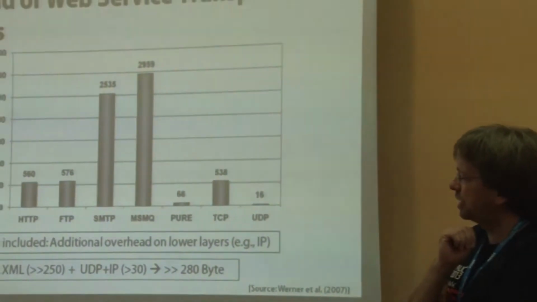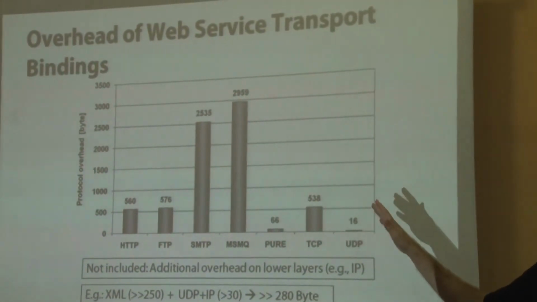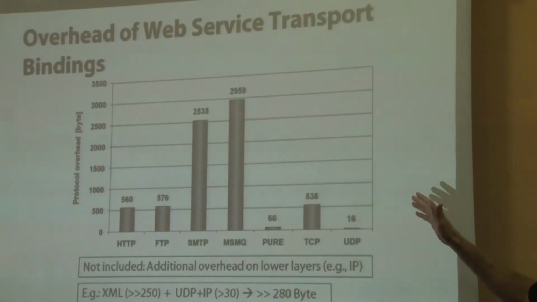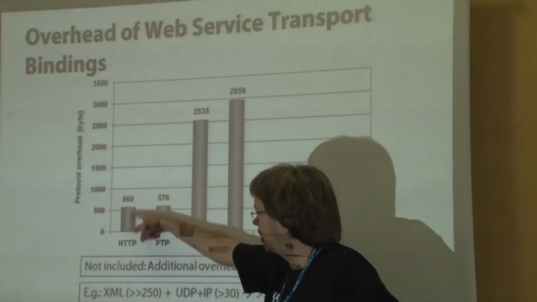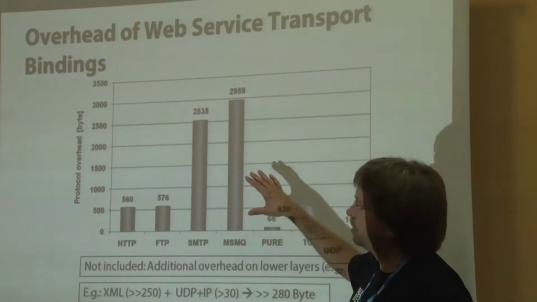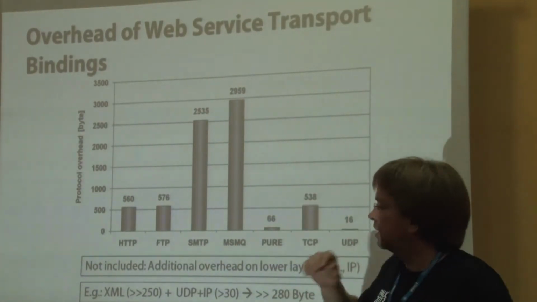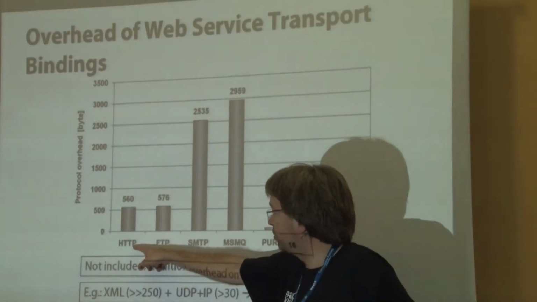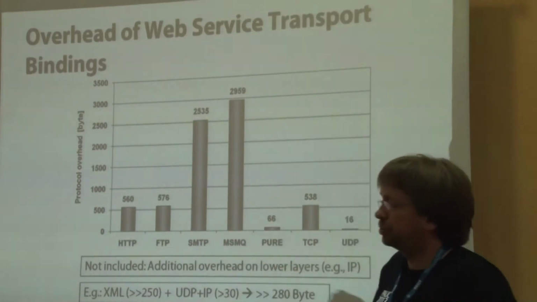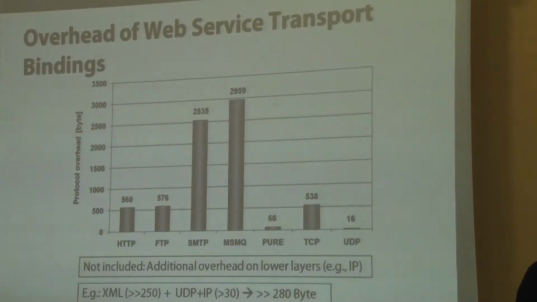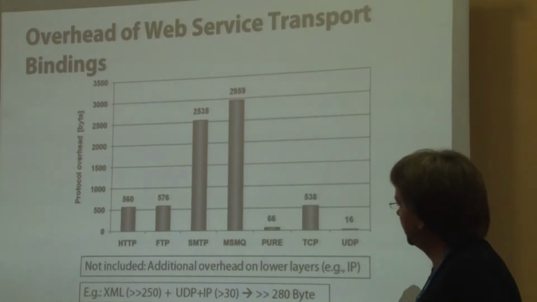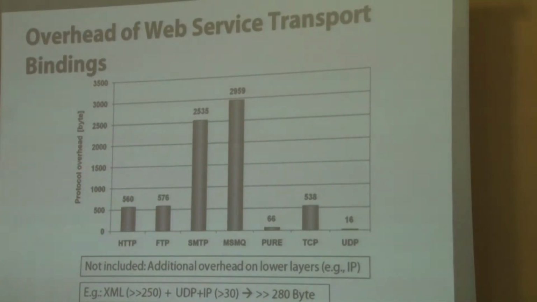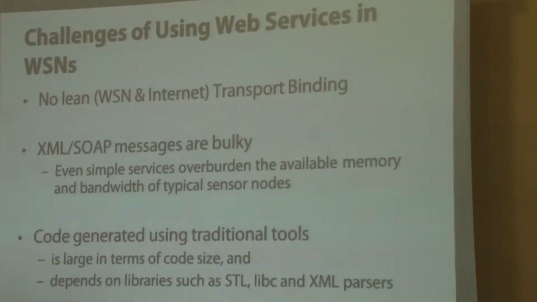And just to give you an idea of how the overhead of web service transport bindings looks like, and this doesn't contain any SOAP messages. It's just the overhead of the transport binding. So here in HTTP you already have, I mean, we did this with a certain application, but you see there's already more than 500 bytes overhead in HTTP. FTP the same, and if you use SMTP, so sending your service calls via email to a service user, then you really have really large overheads, and so on. So obviously there's a problem here that has to be solved.